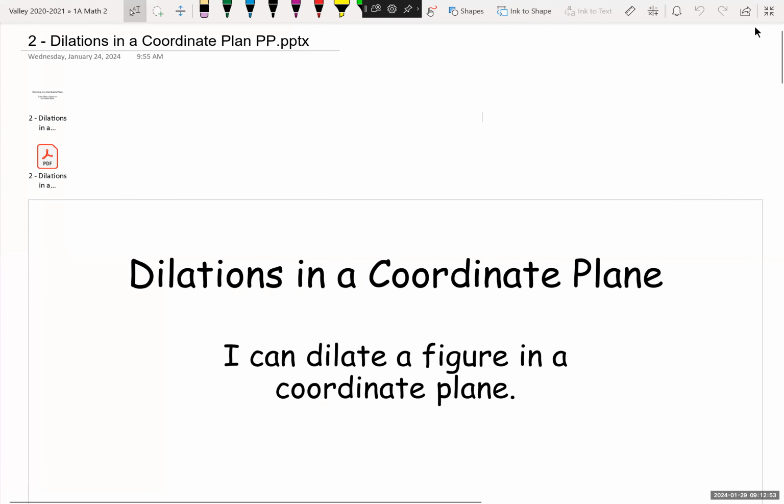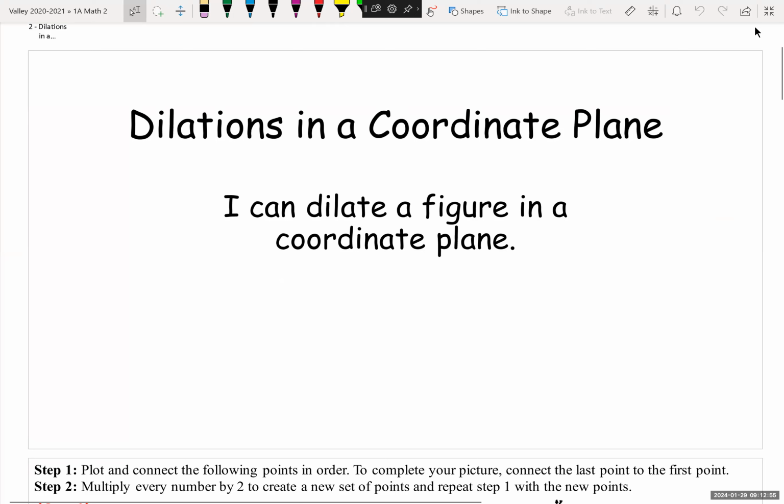Okay, so we're going to talk about what a dilation is, but in order to do that, we're first going to talk about a coordinate plane and make sure we remember what a coordinate plane is. And you've probably seen this, the coordinate plane in other classes, but we're going to go through all the parts of it just to make sure if there's anything you forgot that you've got it down.